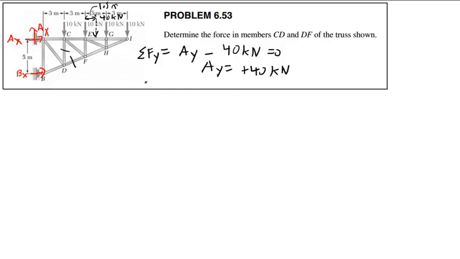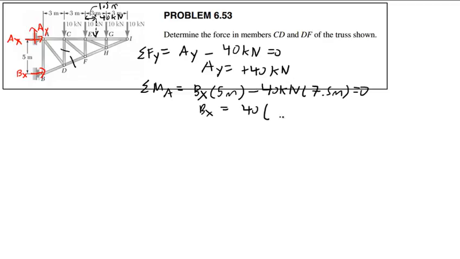So we have that one. Sum of moments about A. I am going to get BX, that's going to be a positive moment, times a distance of 5 meters, then minus 40 kilonewtons times the distance, this is 1.5, 3 and 3, so a total of 7.5 meters, equals 0. So BX equals 40 times 7.5 over 5.